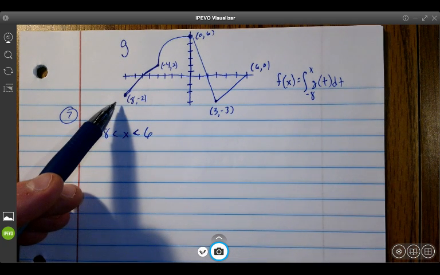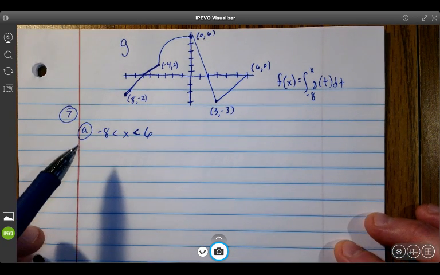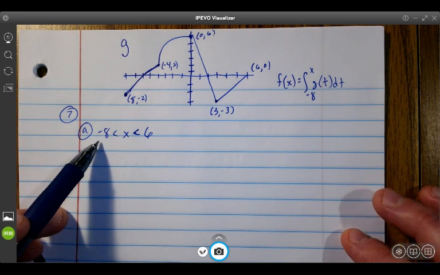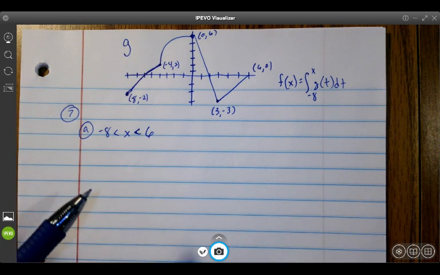Let f be the function given by f of x equals the definite integral from -8 to x of g of t dt. All right, so part A says find all values of x in the interval -8 to 6 at which f has a critical point. Classify each critical point as a location of a local minimum, local max, or neither.